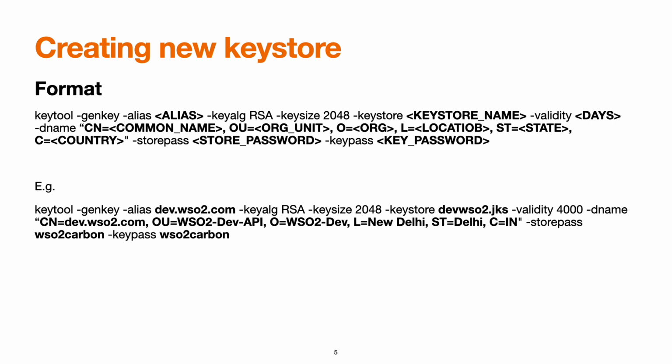Here is a sample example that we will be considering in this demo. So we will be giving the alias name same as the host name, that is dev.wso2.com. We'll be making the key store name dev.wso2.jks, which is a Java key store. We'll be keeping the validity of 4000 days, that is around 10 years. Okay, and the rest of the parameters we'll see in the demo.